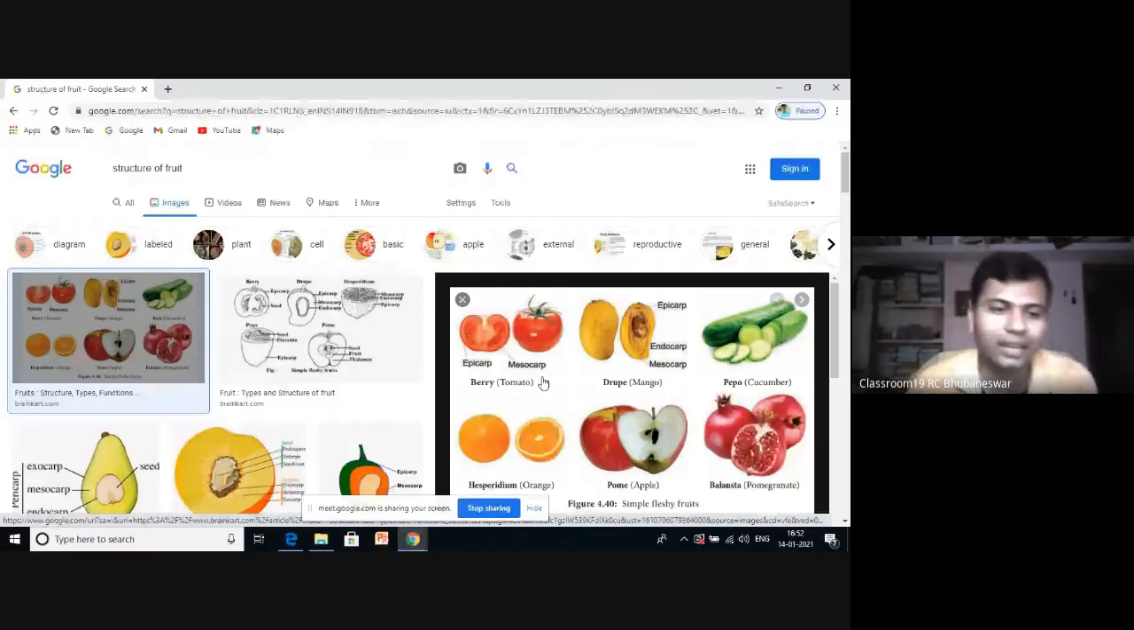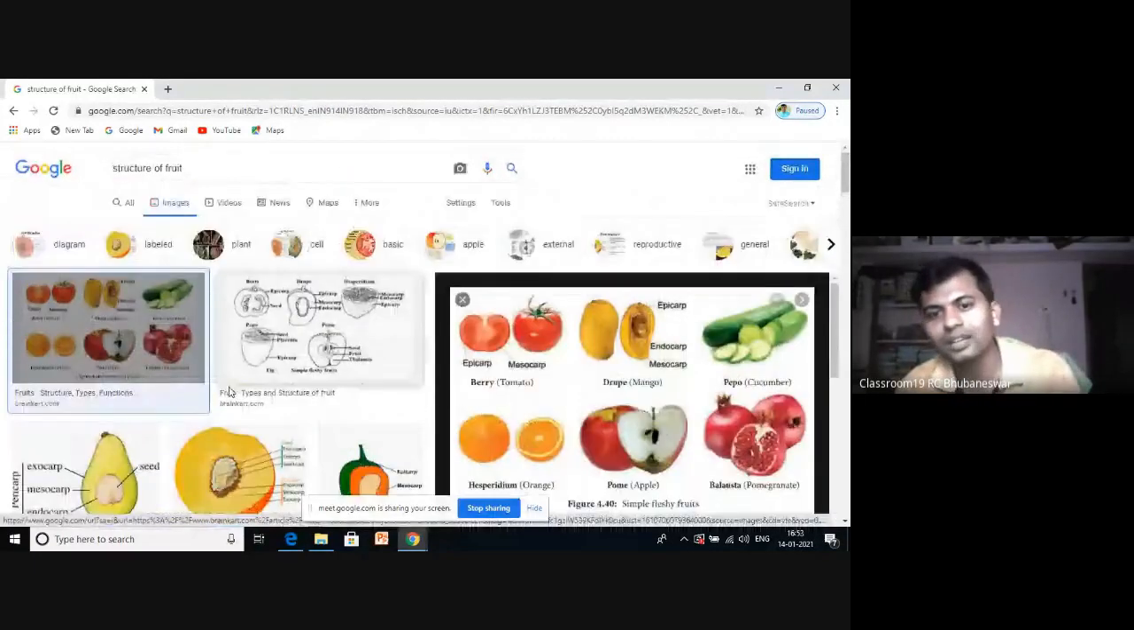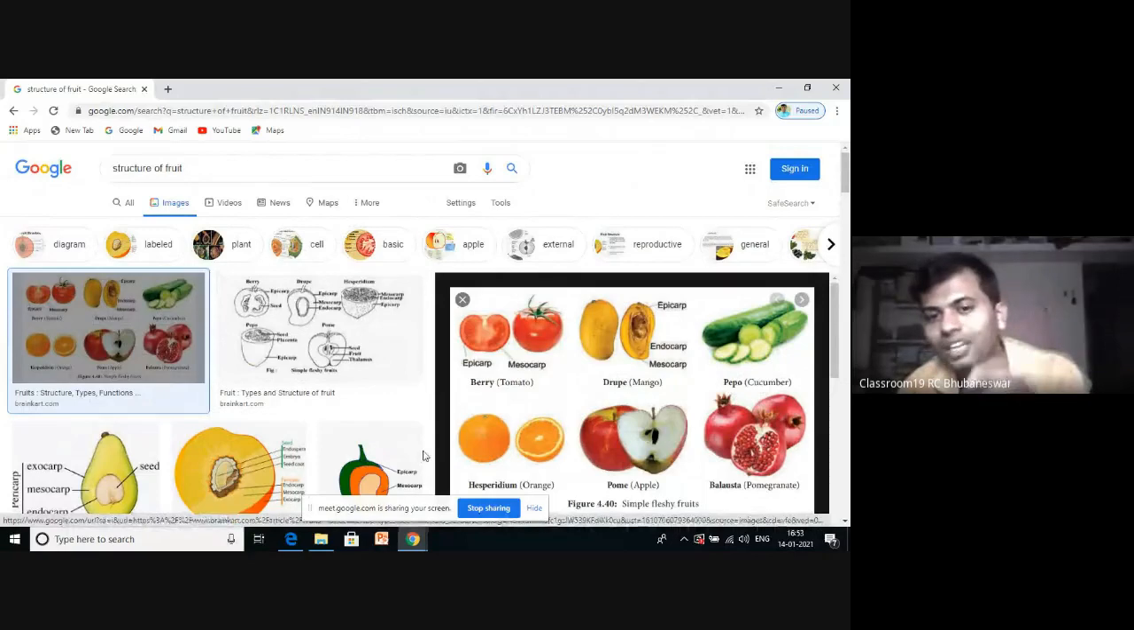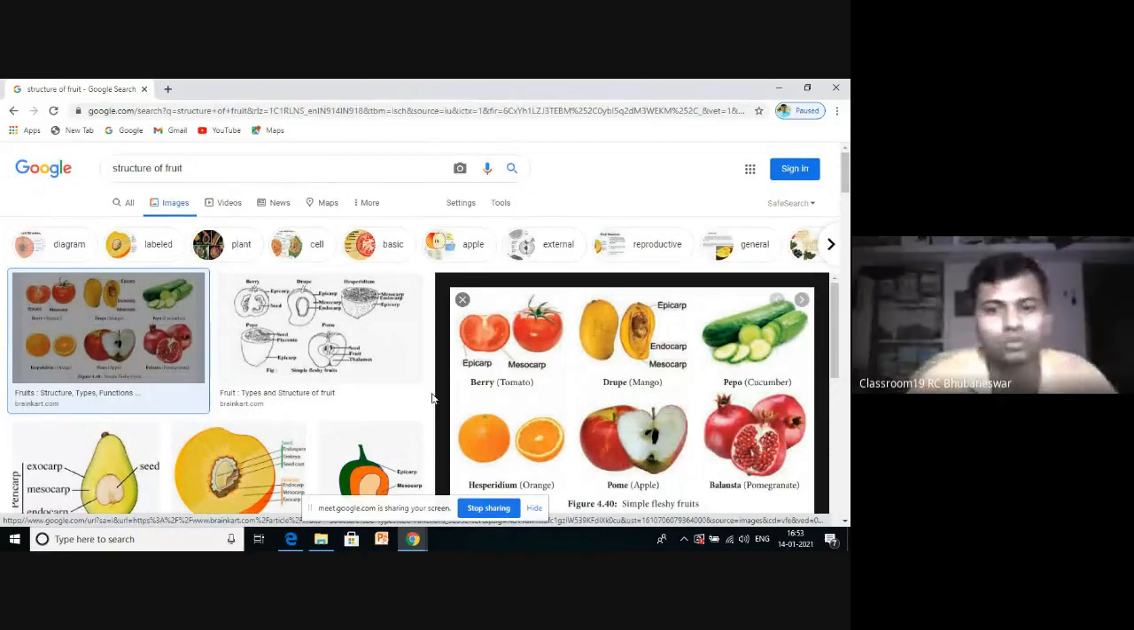Suppose you take the example of the mango. Now tell me, which part of the mango is the fruit? Which part is the seed? In the case of the mango, the upper leathery part, the fleshy part that you are eating, and the inner stony part, the takua, the whole is known as the fruit. Got this point?